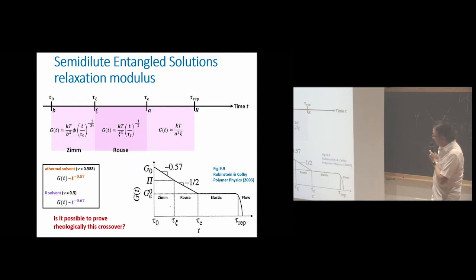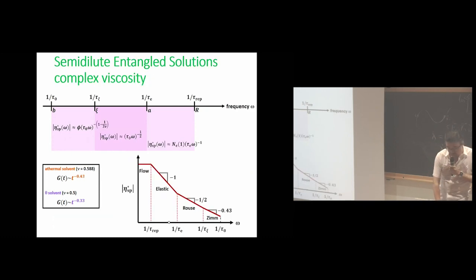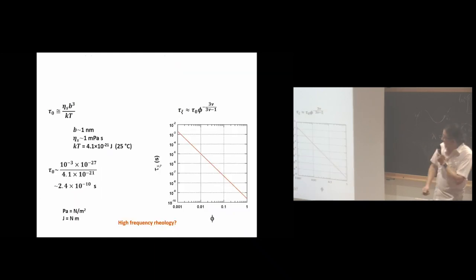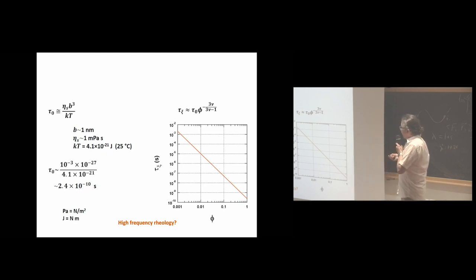Okay, so experimentally, how can we measure this? The slope change is already very, very small. Is it possible to do that experimentally and accurately? We can check the time scale of this relaxation time of the correlation length.